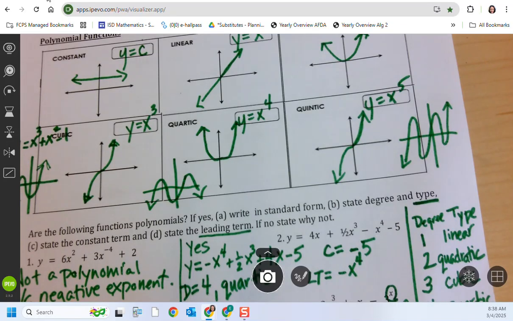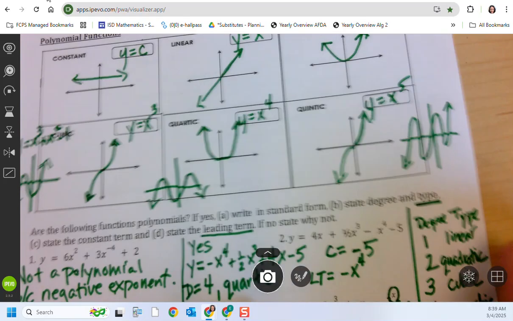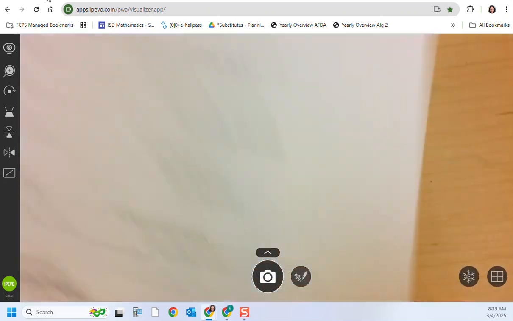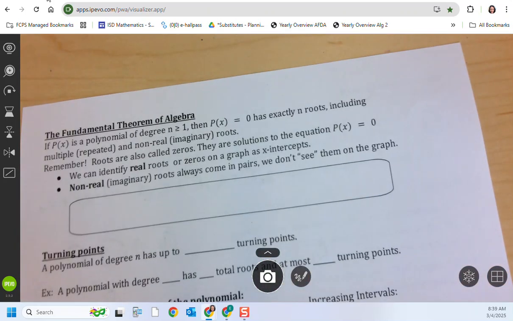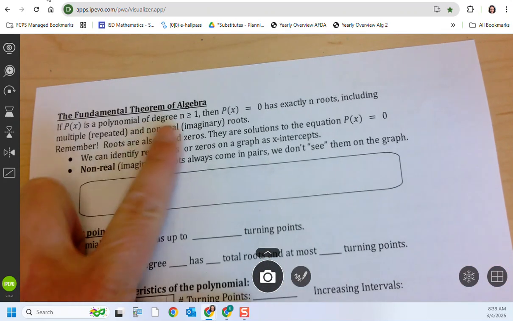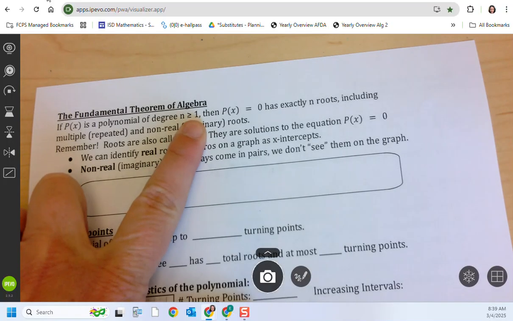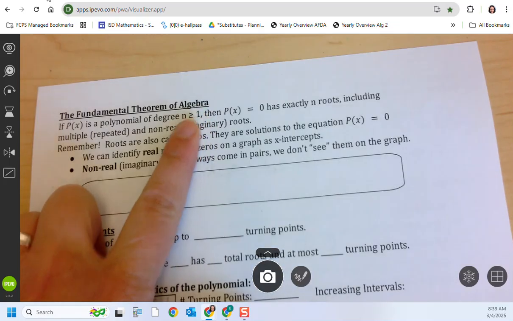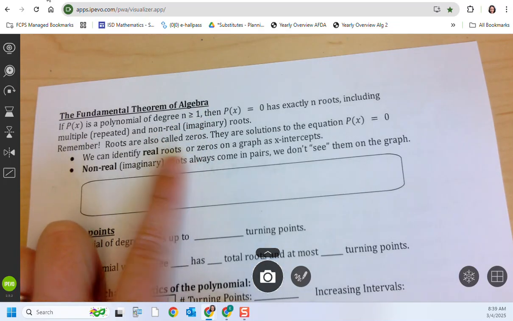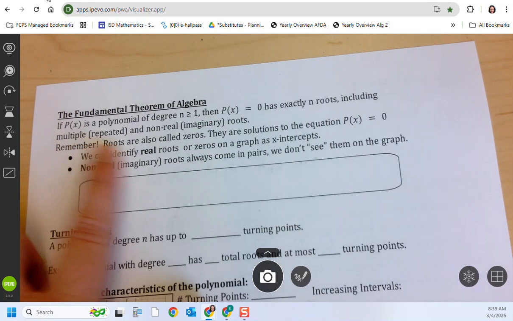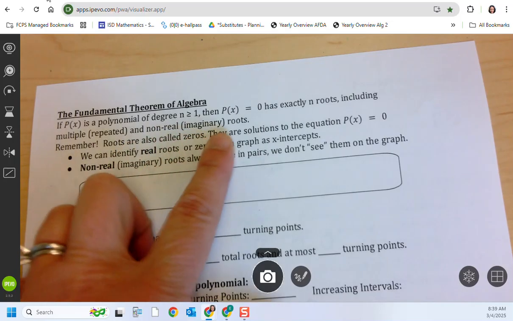Let's look at the back. We have the fundamental theorem of algebra. It's kind of weird that you have made it through a year of algebra 1 and then half a year of algebra 2 without knowing the fundamental theorem of algebra, but now you get to learn it right here. All right, p of x is a polynomial of degree n greater than or equal to 1. So it's not just a constant term, okay? Then p of x equals 0 has exactly n roots, including repeated roots and also non-real, which are imaginary roots.